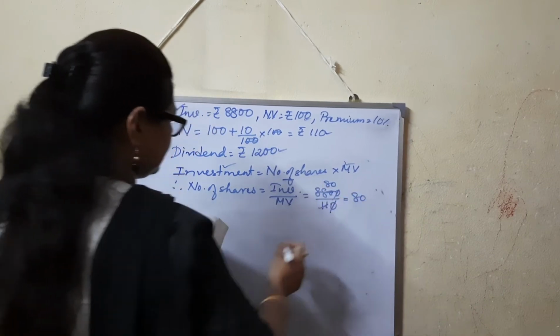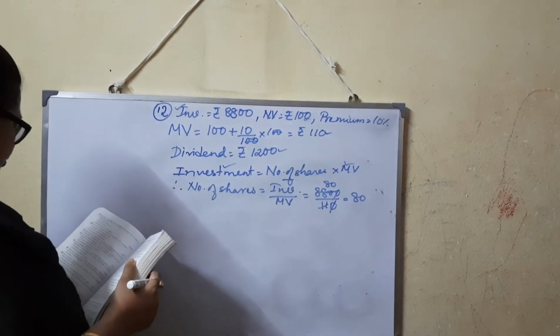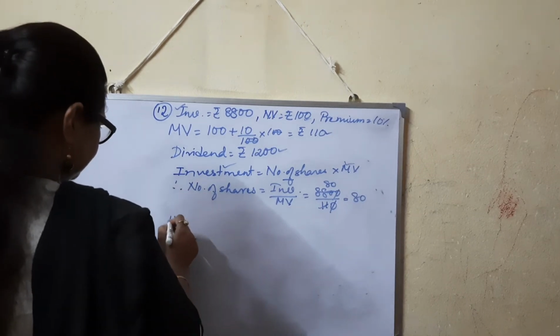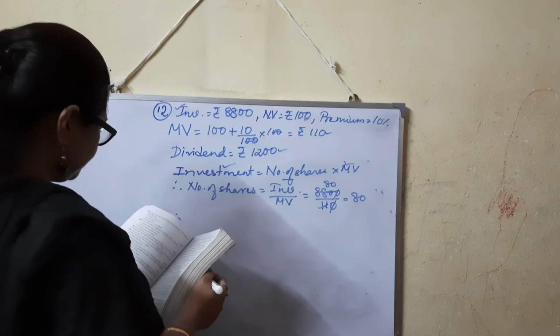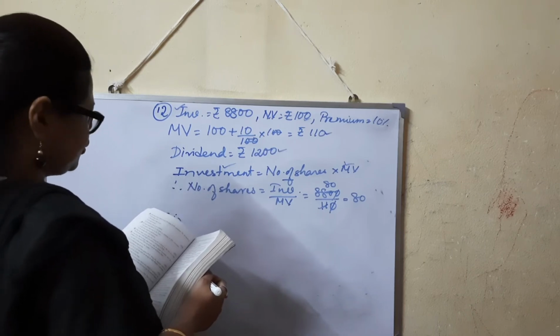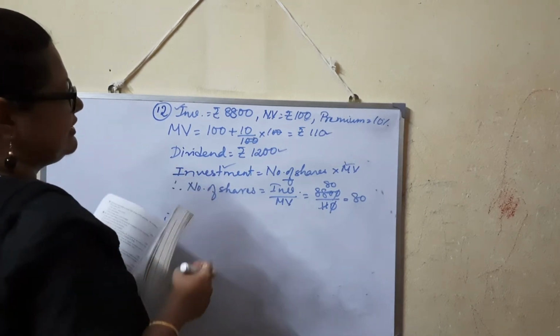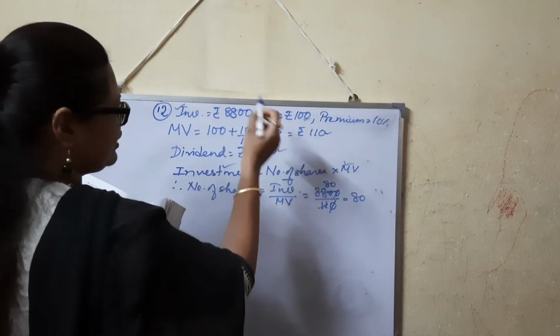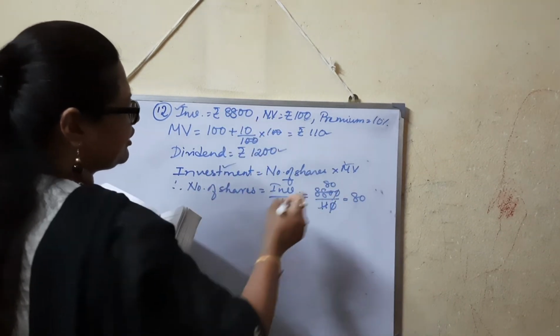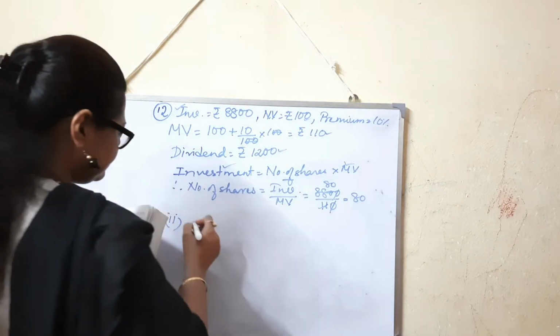So, how many shares are there? There are 80 shares. What is the next part of the question? The next part of the question states the dividend percentage per share. They have told you to find out the dividend percentage. What is given? Dividend is given. Now we have the nominal value, we have the number of shares. So we can find it out.